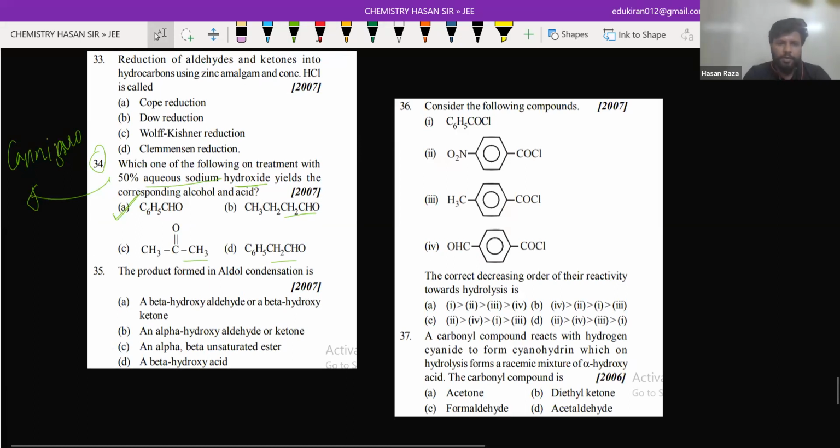For question number 35, it is also very easy. The product formed in aldol condensation is beta hydroxyaldehyde or beta hydroxy ketone. Aldol condensation. You will get it. Is that clear?